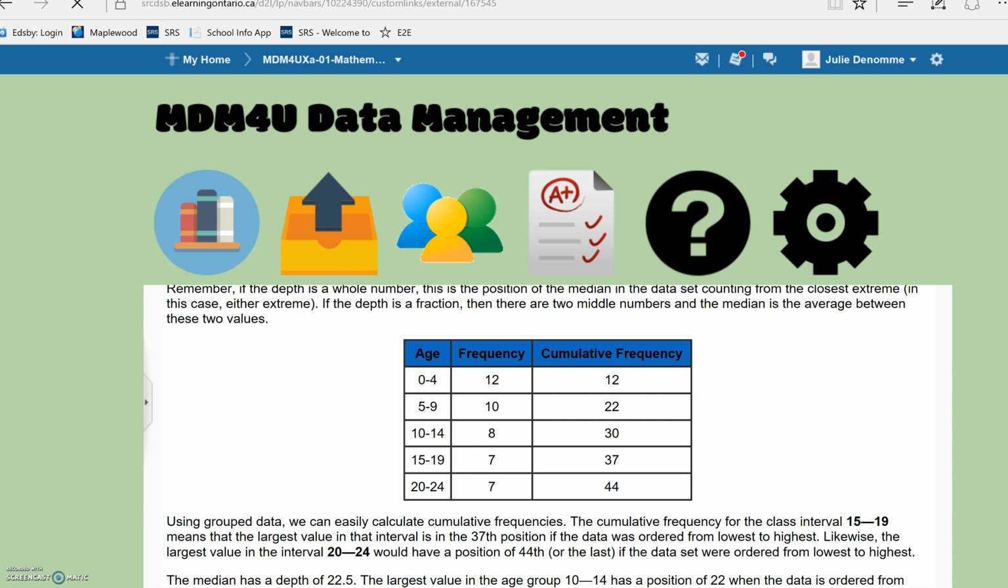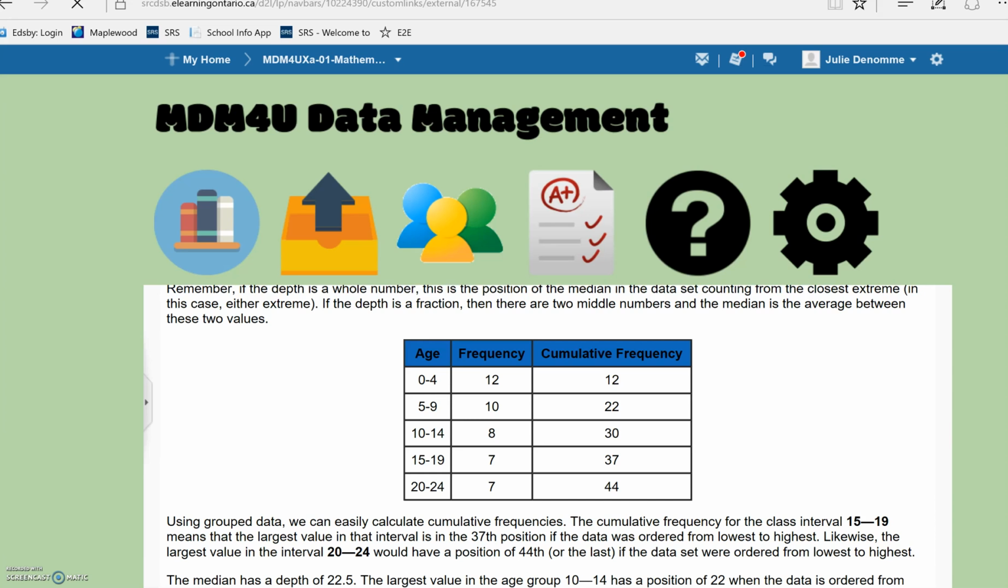Now, what about 20 to 24? What's the position? 40. Yeah, it would be the last position, right? For the highest number. Your highest number would be in the last position, which makes sense. If you order numbers from lowest to highest, the last one is your highest number, right?